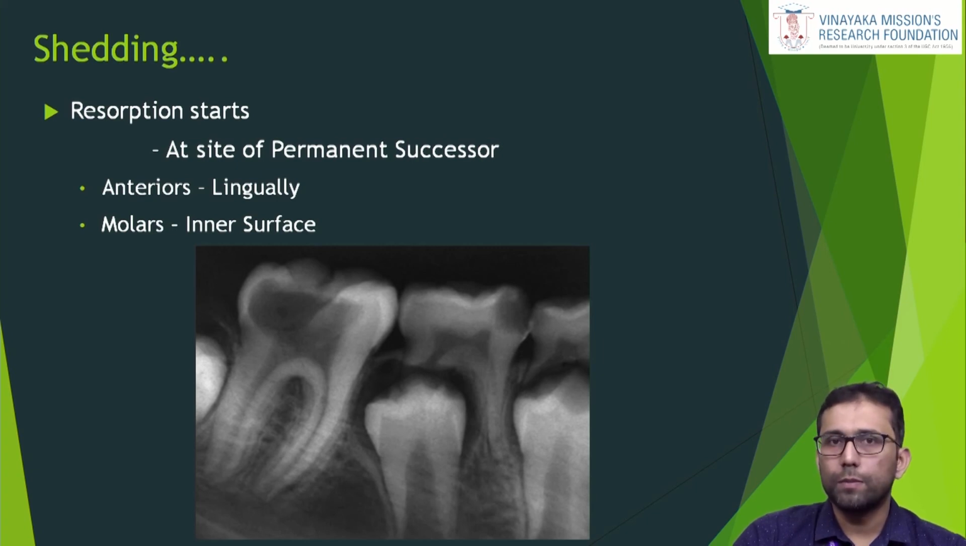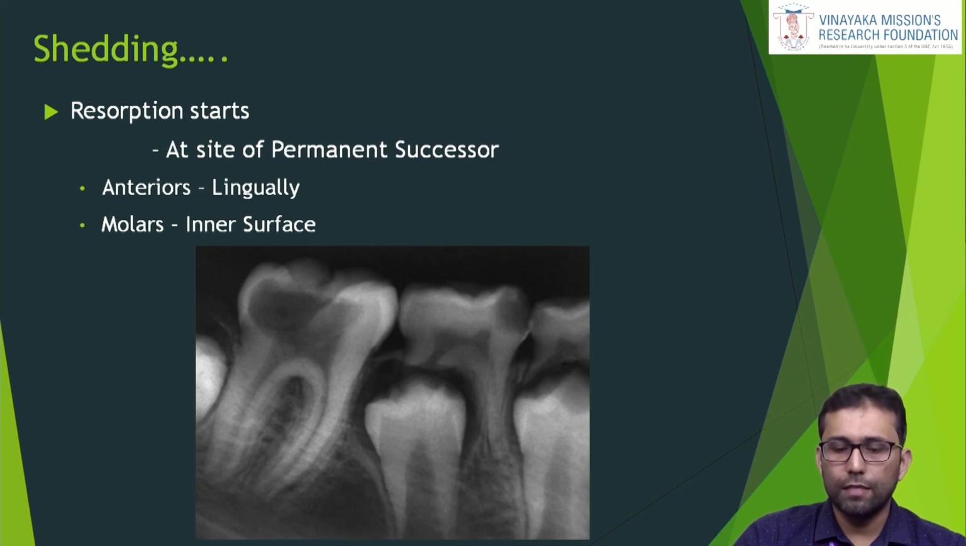I have already told about the permanent successor in the first few slides. I have told that the permanent successor of the primary anteriors is present lingually, whereas for premolars it is present just below the roots under the furcation, whereas for the molars the buds are present distal to the tooth. So the resorption starts based on the presence of the permanent tooth. For the anteriors, the resorption starts lingually because the tooth bud is present lingually, whereas for the molars, the resorption starts on the inner surface of the root, that is from the apical region.